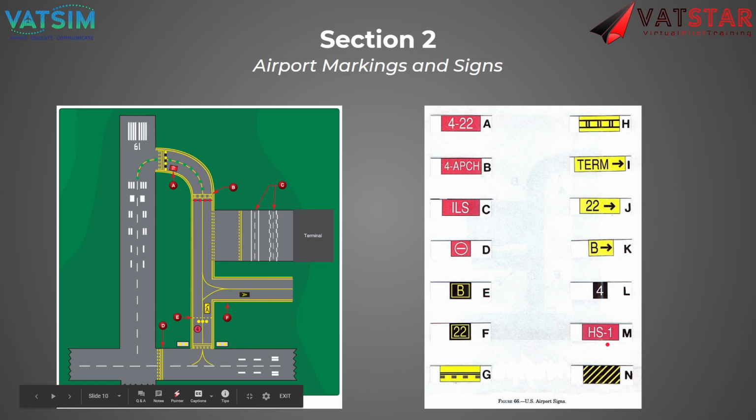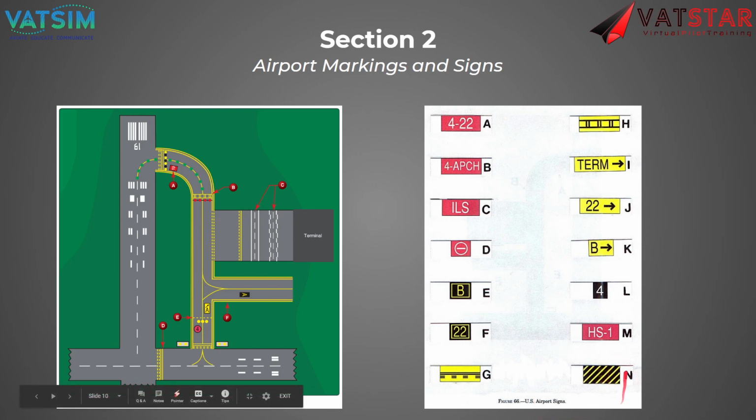HS1. Why am I forgetting that one? Give me 2 seconds. I cannot remember. Actually, I believe it's a hotspot. So hotspot 1 indicates that you're entering an area which is typical of runway incursions. Let me just double check that that's correct, because I want to make sure I'm giving you 100% correct information.